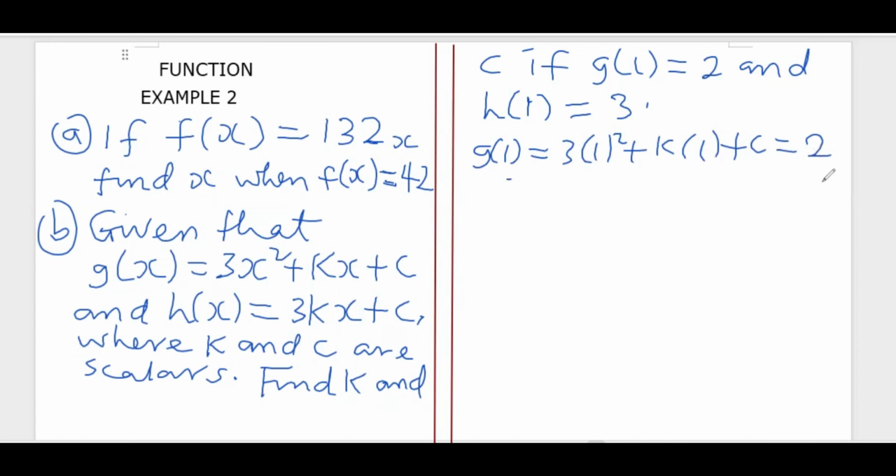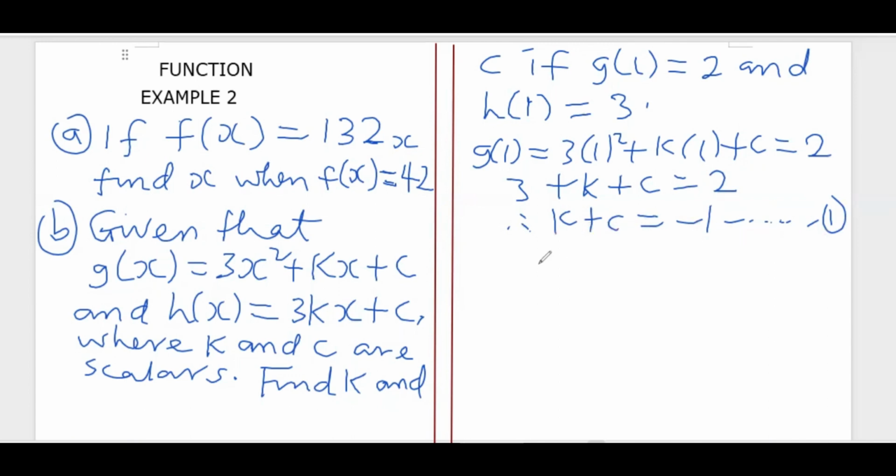So from here, we have 3 plus k plus c equals 2, which when you simplify, you have two unknowns in this equation. So we have k plus c equals 2 minus 3, which is negative 1. We call this equation 1, because you cannot solve a single equation with two unknowns directly, unless you have some reason to compare. So we leave it like this.